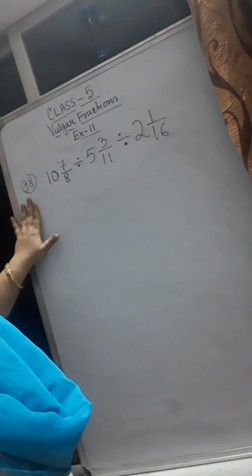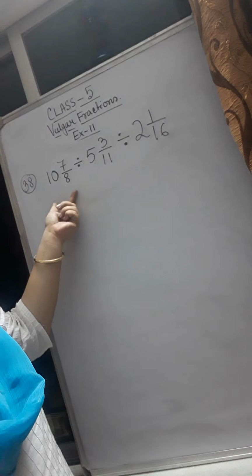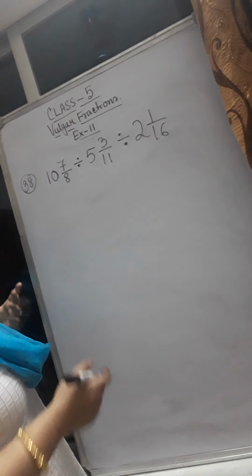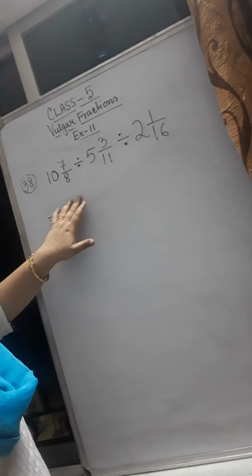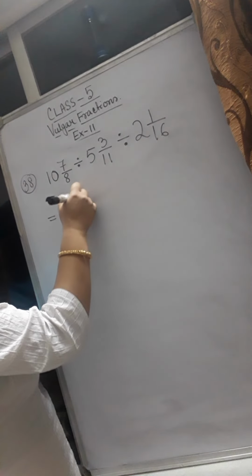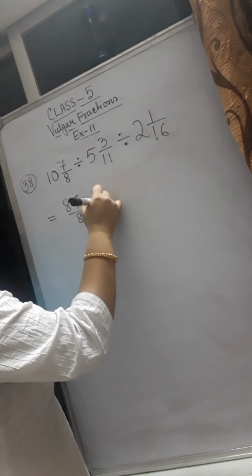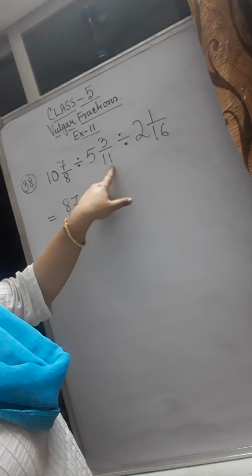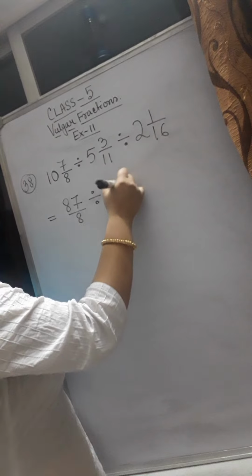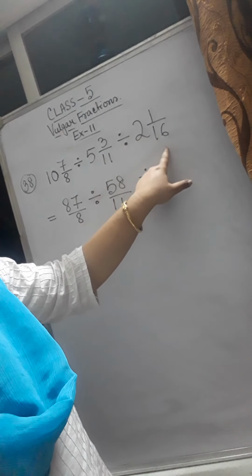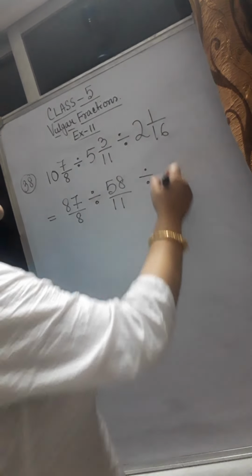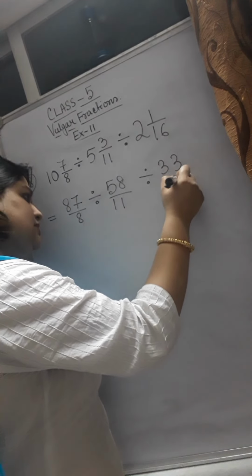Now we move to the sum number 38. Now why have I chosen sum number 38? Because here 3 mixed fractions are given and you have division signs. So the first step is, like we do, convert the mixed fractions into improper fractions. So 10 into 8, 80, plus 7, 87 by 8, divided by 5 into 11, 55, plus 3, 58 by 11, divided by 2 into 16, 32, plus 1, 33 by 16.